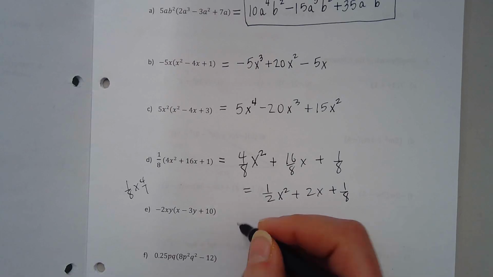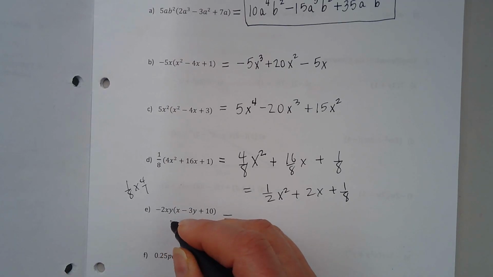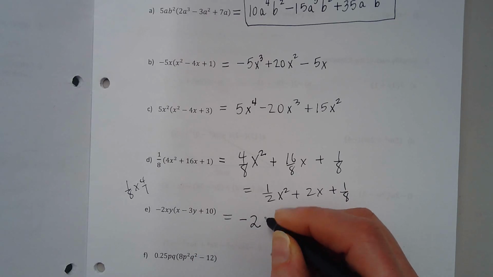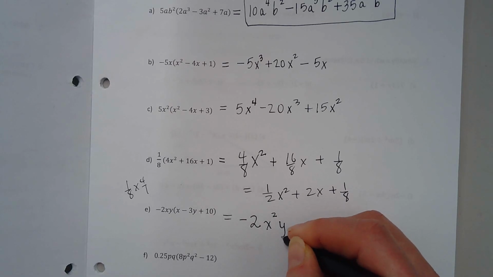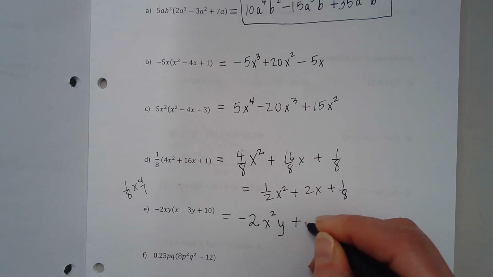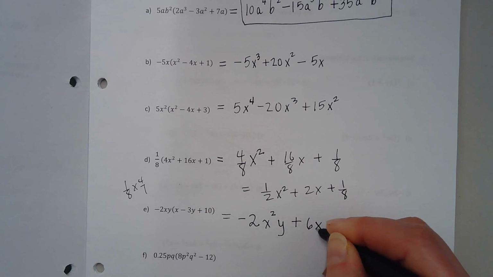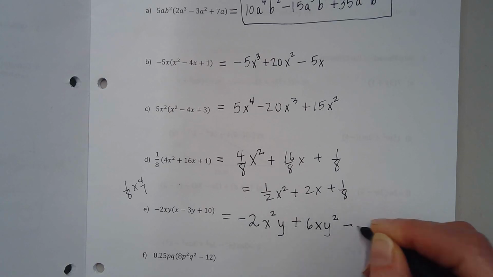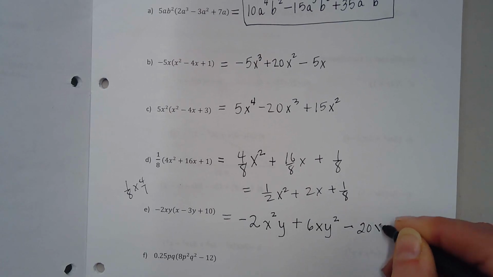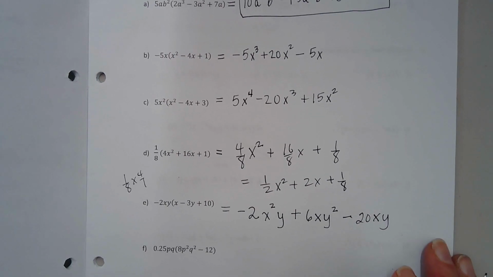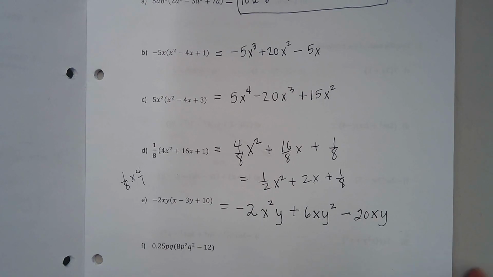Okay, next one. I would have negative 2xy times the x. Well, the negative 2 just stays as a coefficient negative 2. X times x becomes x squared. The y just stays. There's nothing to multiply with. Then I would have a positive 6x y squared minus 20xy. That one almost just involved multiplying coefficients together, right?